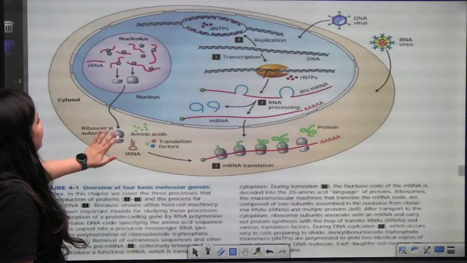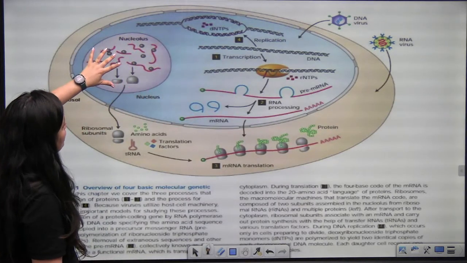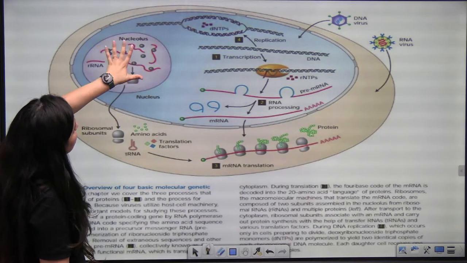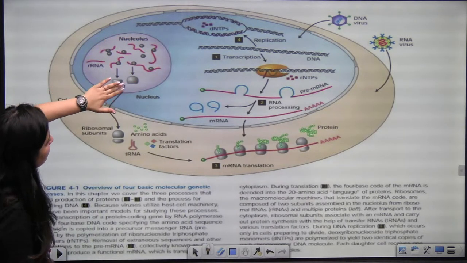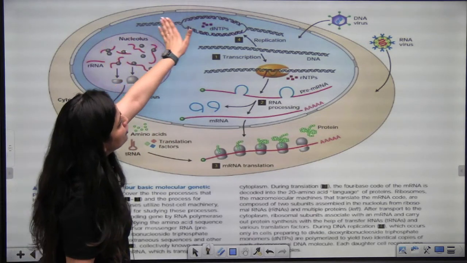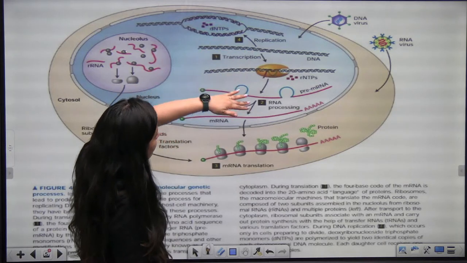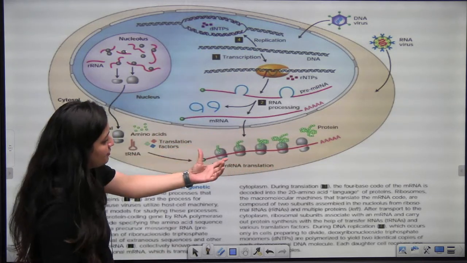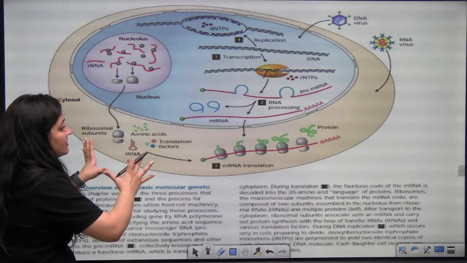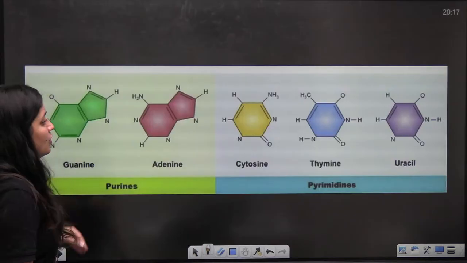Here you can see this cell. It's a eukaryotic cell. Here we have the nucleus, and this is basically the nucleolus. Here you can see transcription is going on. The RNA will form, and that RNA will come into the cytoplasm, where protein synthesis takes place. So you can see everything is related. This DNA is having the information. So this is what we need to understand today.